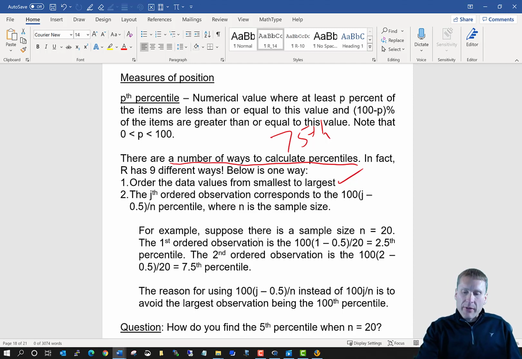So simply, if I had a sample size of 20, the first observation in our sample, so that's what our j is going to be, ends up being the 2.5th percentile. The second one is the 7.5th percentile, and so on.